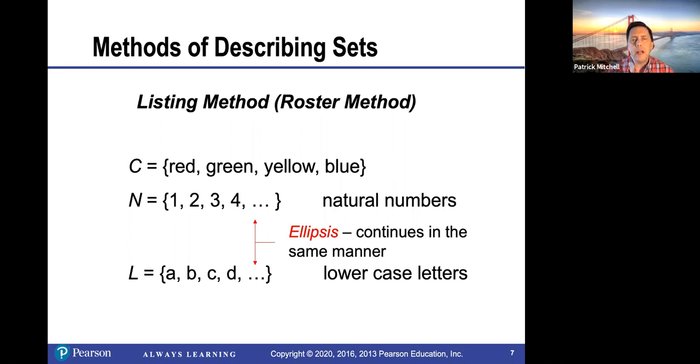One thing I want to point out about sets N and L is that L is a finite set, meaning it has a specific number of elements, 26 elements. N is an infinite set, containing an infinite number of elements. So the ellipsis can be used for either kind of set.